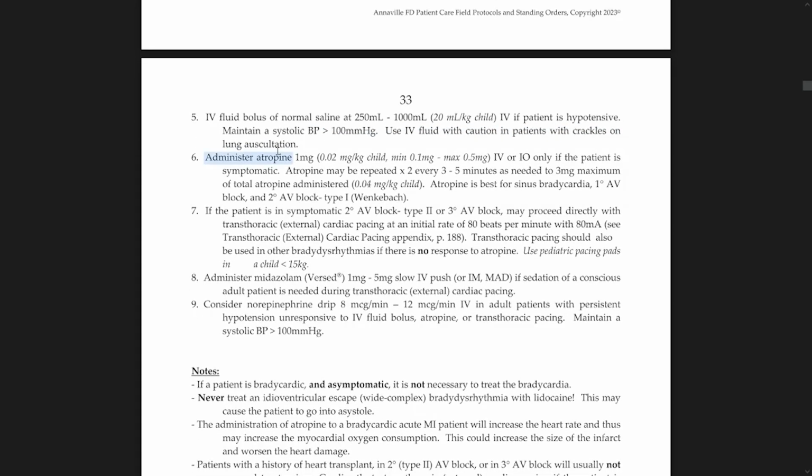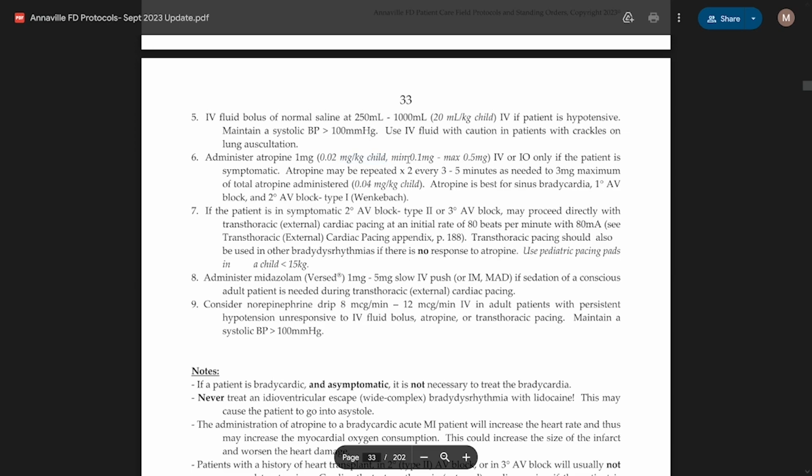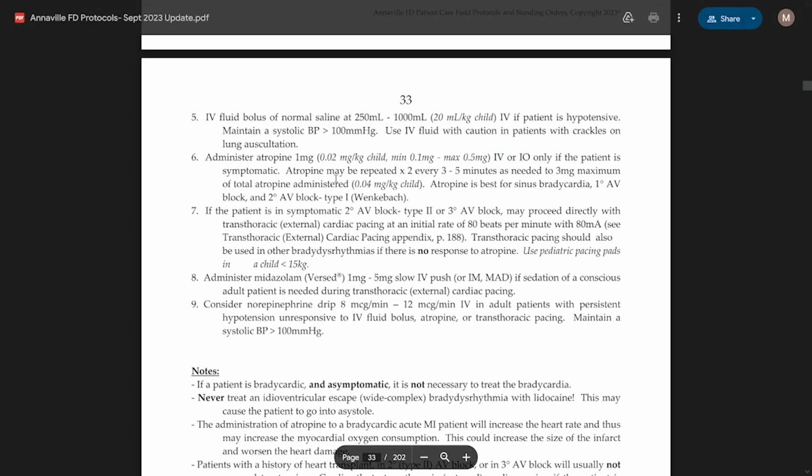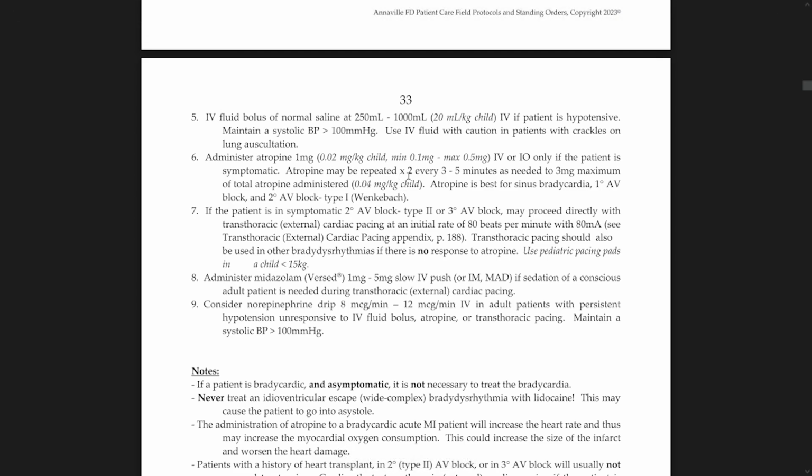So, we can administer atropine, 1 milligram, or 0.02 milligram per kilogram for a child. We want to consider administering atropine 1 milligram, or 0.02 milligram per kilogram if it's a child, with a minimum dose of 0.1 milligrams to a max dose of 0.5 milligrams, IV or intraosseous, only if the patient is symptomatic. You can repeat the atropine dose every 3 to 5 minutes as needed, up to a maximum total of 3 milligrams, or 0.04 milligrams per kilogram for a child.